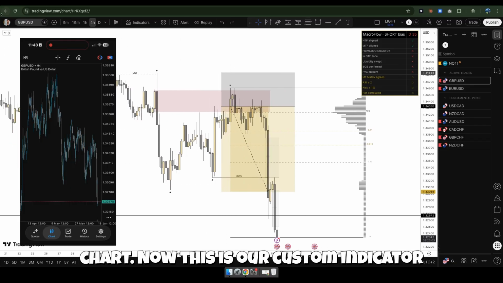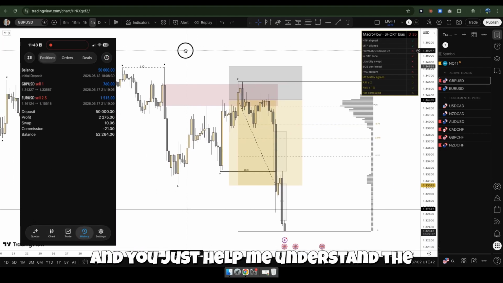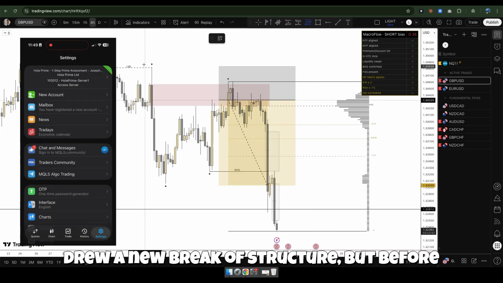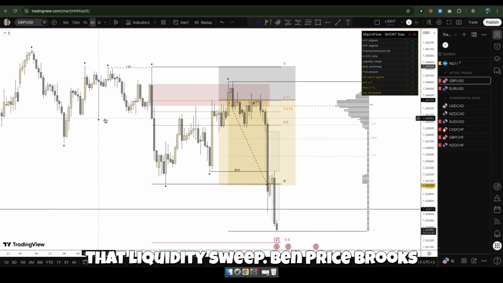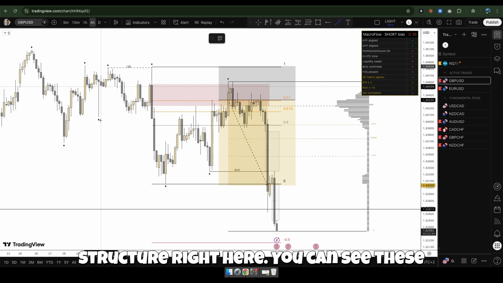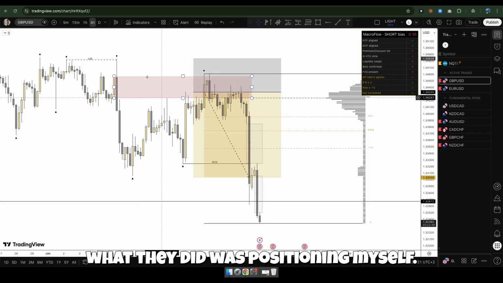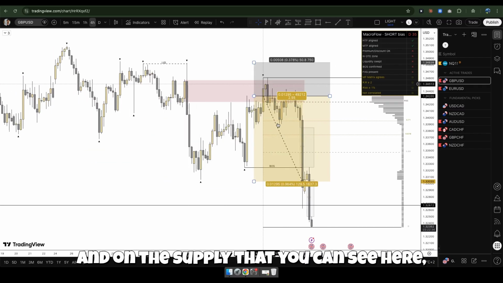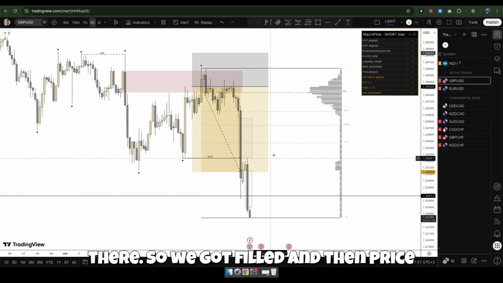Now, this is a custom indicator that I built for swing trading, and it just helps me understand the structure. Now you see that it drew a new break of structure, but before that, it was like this. So we had a liquidity sweep, then price broke structure, like here. You can see this swing point got broken over there. And so what I did was position myself on the supply that you can see here. We also had some volume confluences over there. So we got filled, and then price skyrocketed to TP.